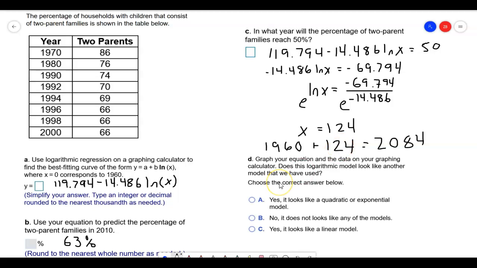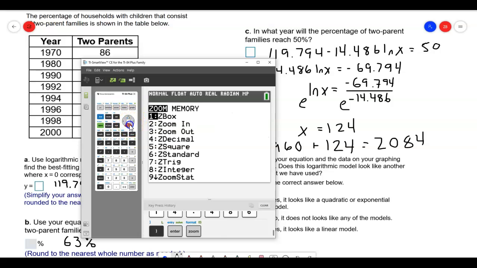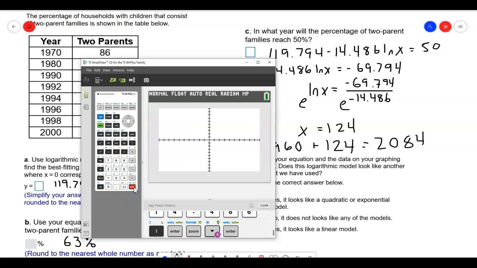All right, the last thing it does is it says graph your equation and the data on the graphing calculator. Does this logarithmic model look like another model that we have used before? So hopefully you've read through the chapter and you have graphed some of these before. So let's go ahead and do that. So it's already in my y equals, so I'm just going to go to zoom. If I don't know how to graph it, I can either do a zoom standard or a zoom fit. Let's look at a zoom standard first, see what it looks like.